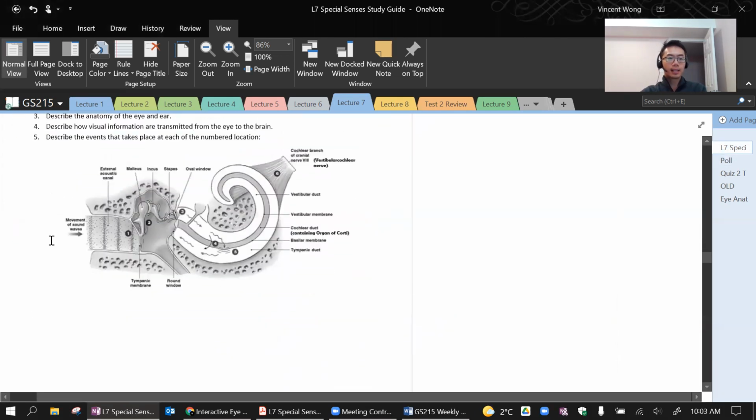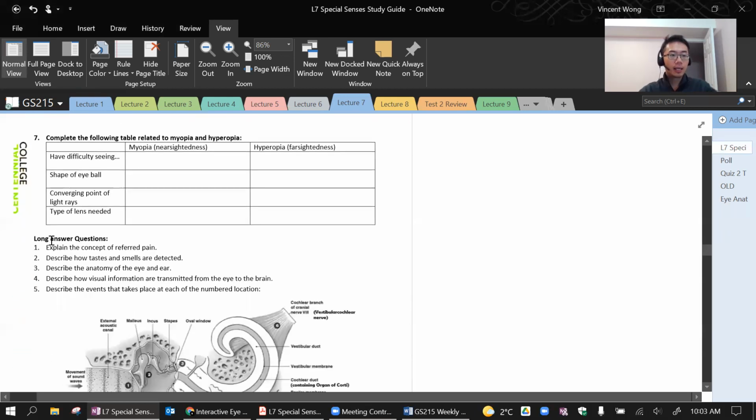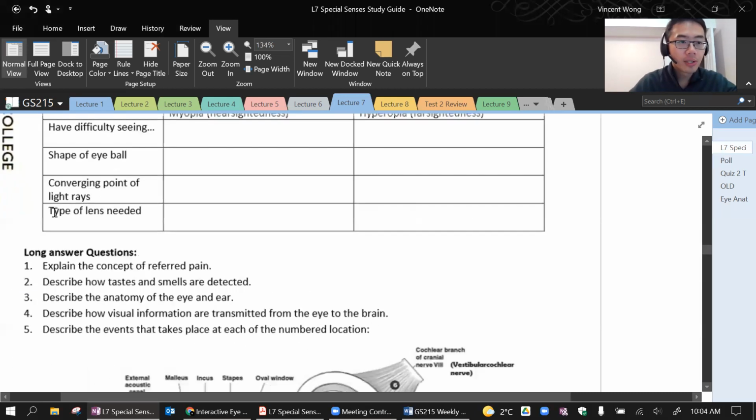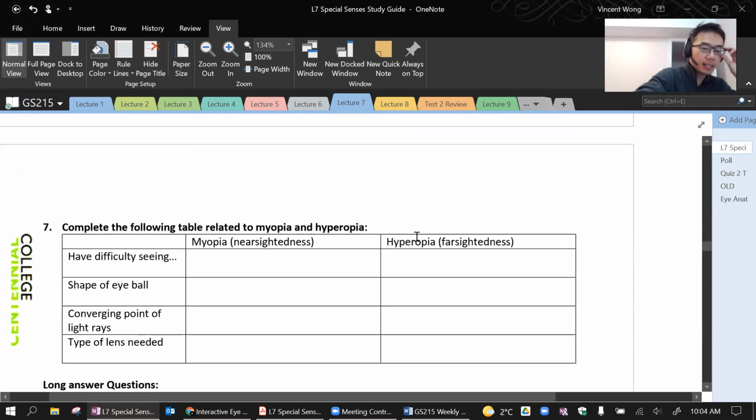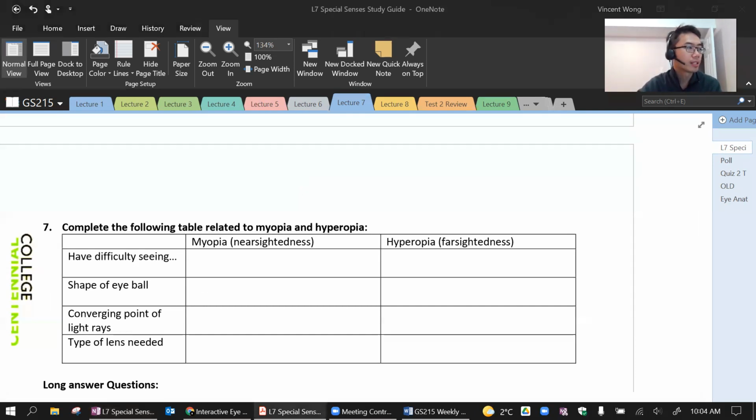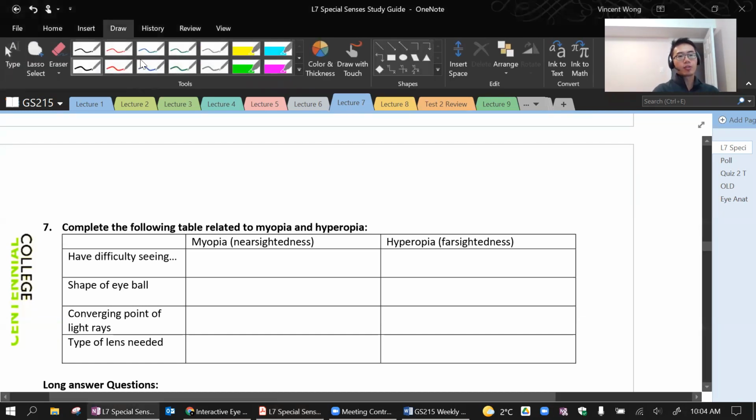Okay, that is that. Let's do this one as well. Myopia, which is nearsightedness, and then hyperopia. This is basically the most common eye condition, right? So what happens in each of these?